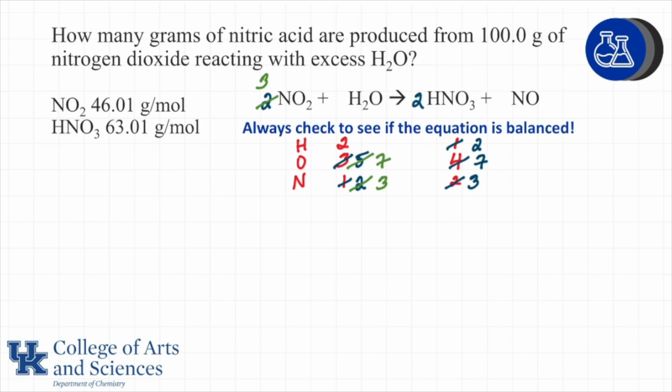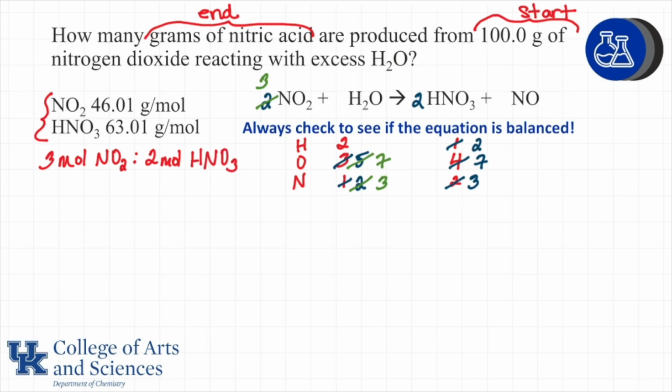Next, I need to look for what I'm starting with and what I'm trying to find. I see that 100 grams is my starting amount, and that's of nitrogen dioxide. And I'm trying to find out how many grams of nitric acid I'm producing. We have 2 relationships here with the molar mass, and we can also write a ratio between moles of NO2 and moles of HNO3 from the coefficients of our balanced chemical equation. Next, we're going to set up our problem starting with 100 grams of NO2.